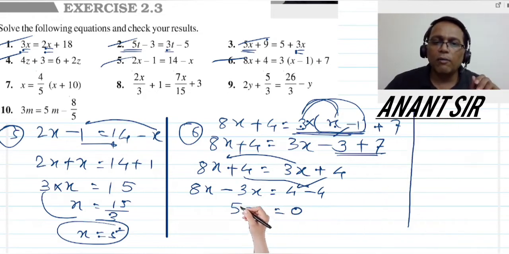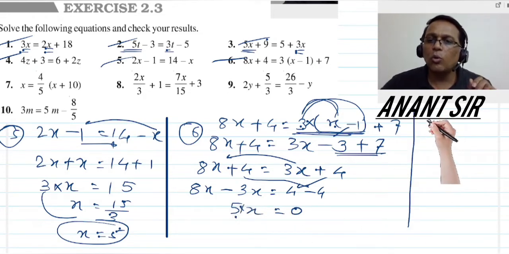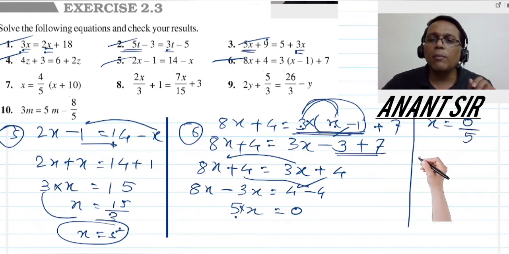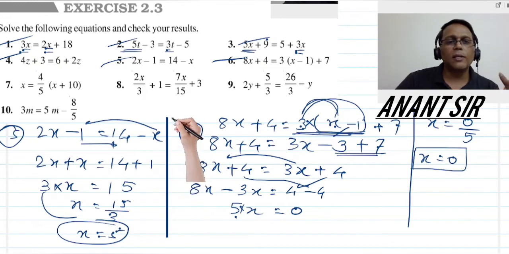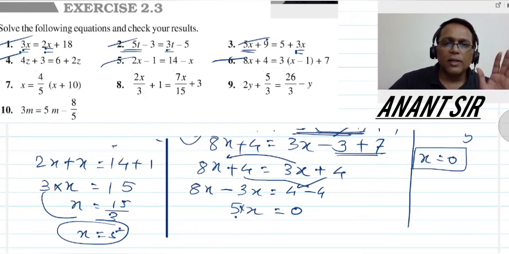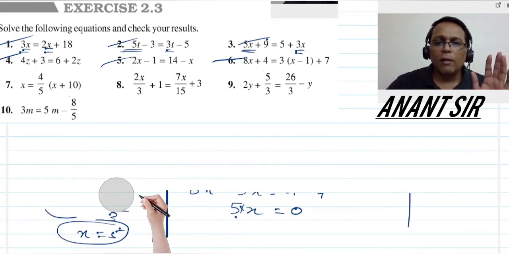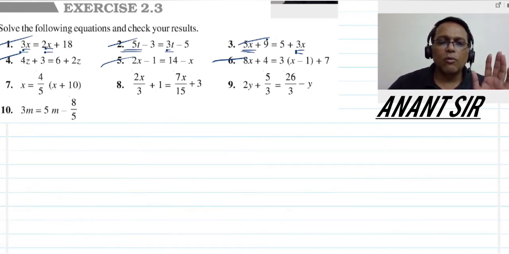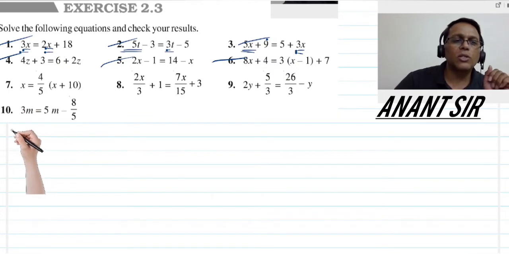Now to find the value of x, my 5 is going to go to the other side. Multiply will become divide, but 0 multiplied or divided by anything is nothing but 0. So I hope you are getting all the questions. So now we are moving on to the next question. We have already solved question 6, question number 7 now.